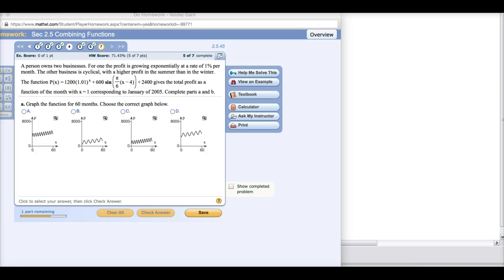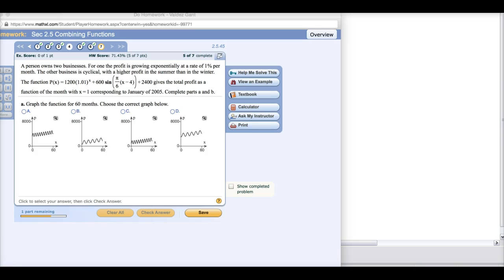All right, so for the last problem, number 7. So we see that we have a business owner who has 2 businesses. One of them is growing exponentially at a rate of 1%, and the other business is cyclical, with higher profits in the summer rather than in the winter.